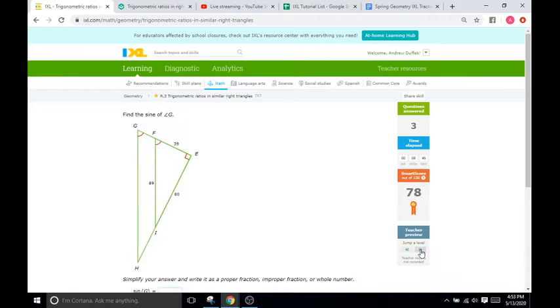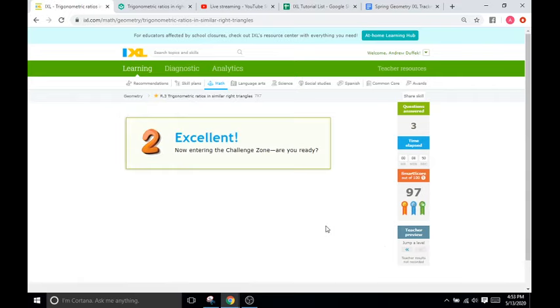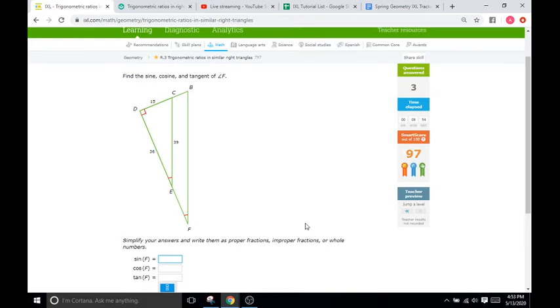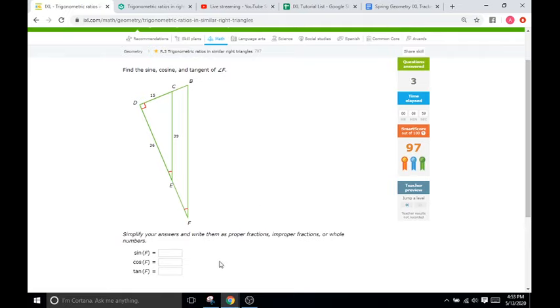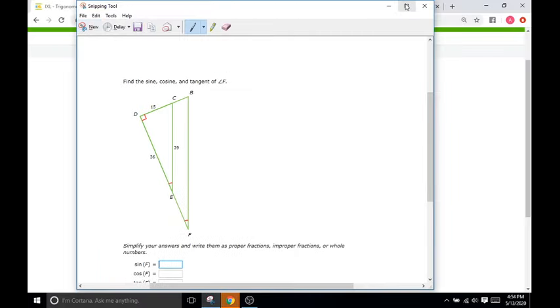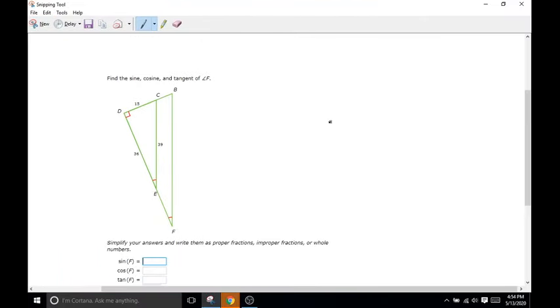We have another one here, another one there for 85, and go all the way to 97. And we have another one. I will complete this one just because it's in the 90 level and it's a little more practice. The only difference you might have noticed when you get up to the 90 range is that instead of asking for just one of the ratios, they ask for all three. It's asking for a sine, cosine, and tangent. I'll write down all three of those here.